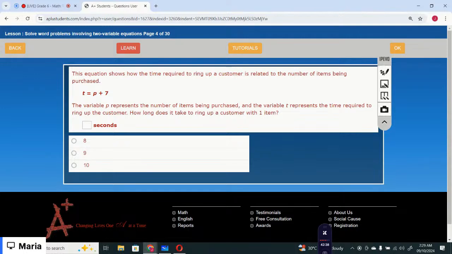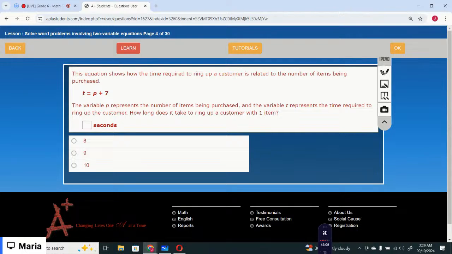The equation shows how the time required to ring up a customer is related to the number of items being purchased. T equals P plus 7. The variable P represents the number of items being purchased, and variable T represents the time required to ring up the customer. How long does it take to ring up a customer with one item? Very good. That is option number 1.